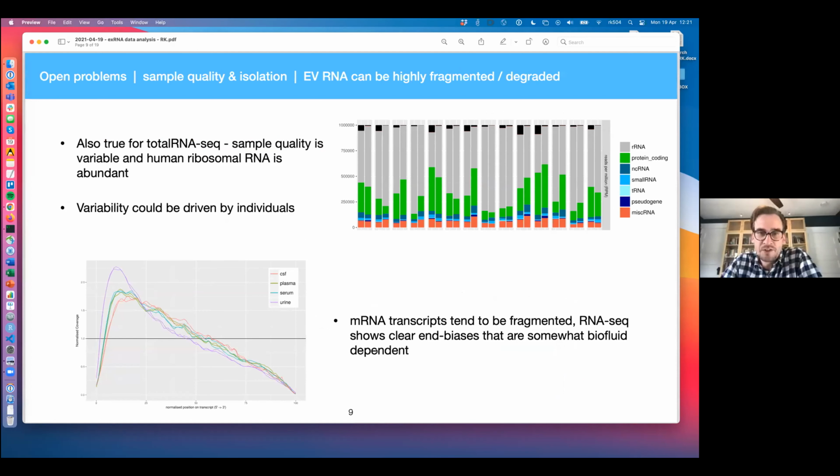RNA that you get from vesicles is typically quite fragmented and degraded, especially when we're talking about long RNAs. So these are RNA fragments longer than about 200 nucleotides as defined.